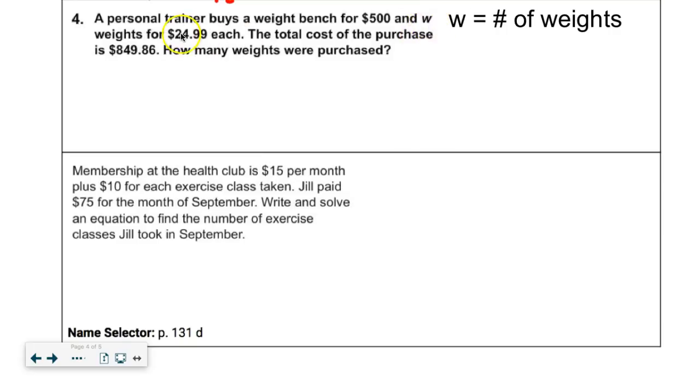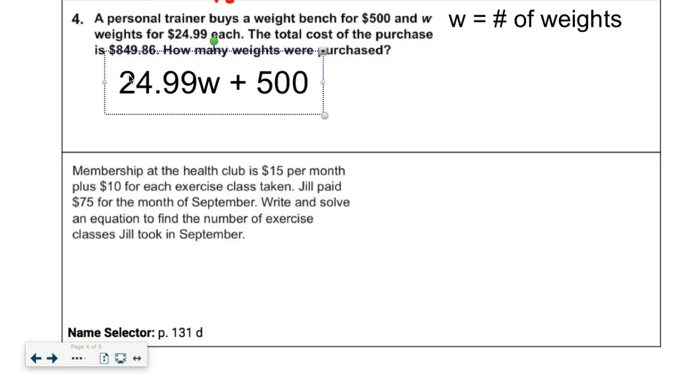So the number of weights times $24.99, because it's $24.99 each. Each is generally an indicator of multiplication. I'm going to add to that the price of the bench, and that is going to be the total of $849.86. It doesn't really matter because I'm using addition. If I put the 500 first or the $24.99 first, it's really not going to matter. So because I have some number sense and I like putting my variable first, I'm going to write it this way: $24.99 W plus 500 equals $849.86.